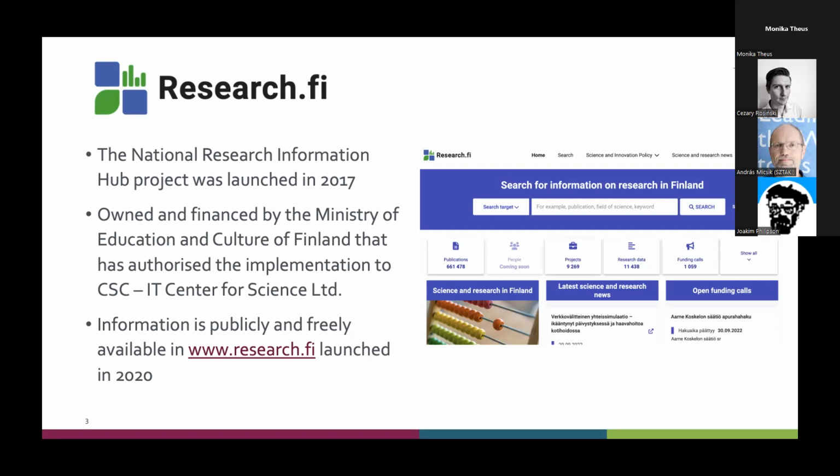The most public part of what we do, the research.fi portal, was launched a few years back in 2020, but basically a lot of the work really goes under the hood, so to say. It really has to do with research information interoperability, data integrations and such. So the portal is there to just support and give the general public an idea of what kind of research is done in Finland.